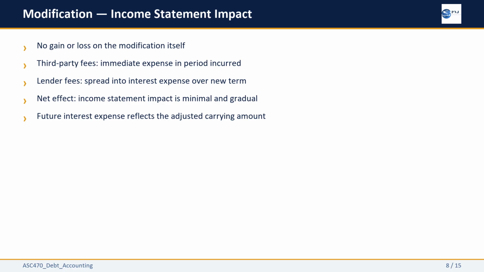Everything else, the lender fees, the existing unamortized costs, gets spread into interest expense over time under the new effective rate. This gradual absorption is exactly why companies sometimes prefer to structure a debt change to stay within the 10% threshold. Keeping it as a modification avoids the income statement shock that extinguishment can bring.